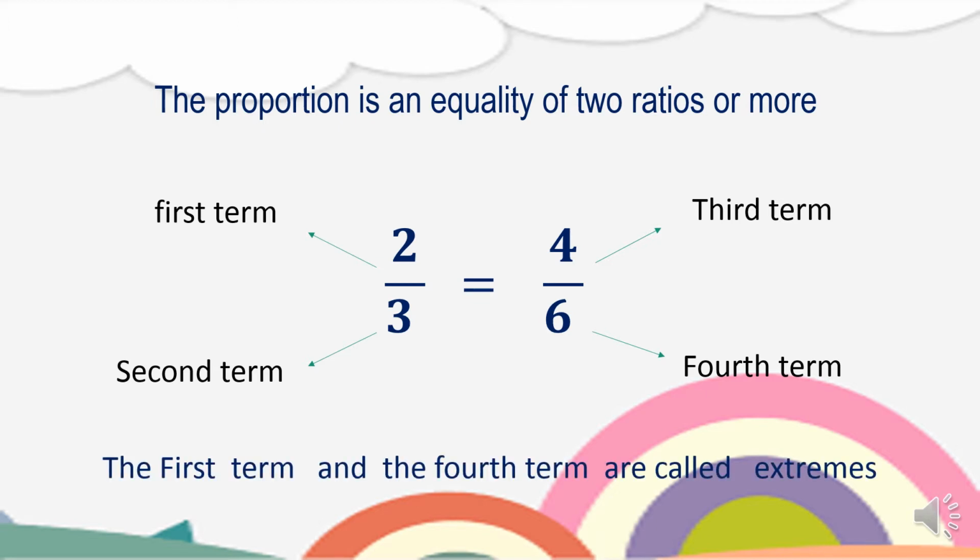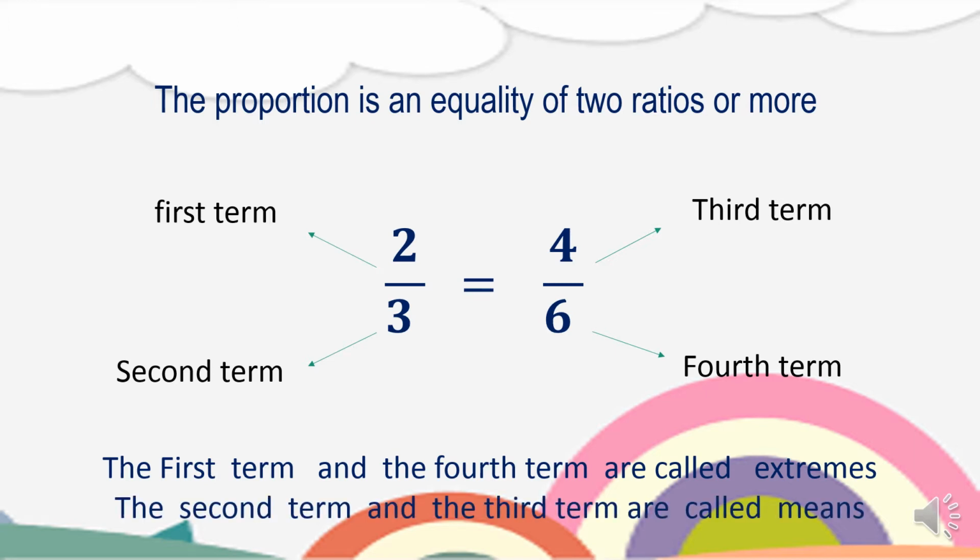The first term and the fourth term, the first and the last, are called extremes. The second term and the third term are called means. Again, the first term and fourth term are called extremes, and the second term and the third term are called means.